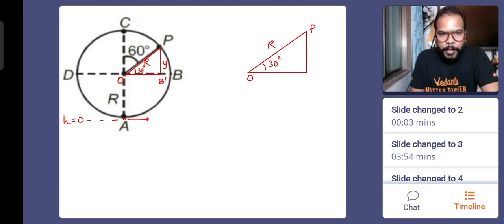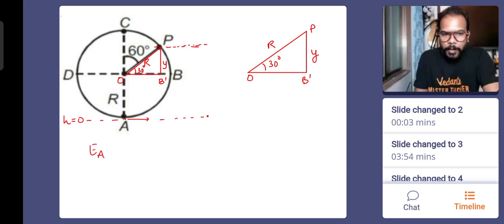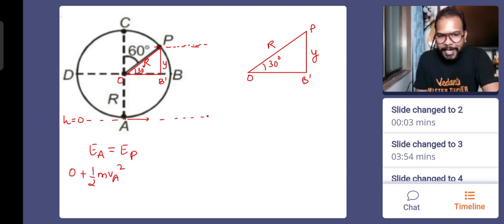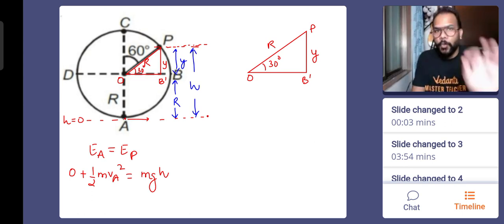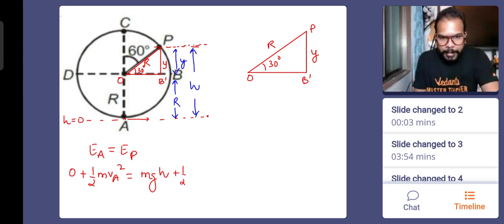Okay guys, so I'm calling this point B dash, and this is point B, P and B dash at a distance y. Why am I doing this? I want to find out the height of point P. I want to write down energy at A equal to energy at P. Energy at A will be zero potential energy, half mvA square kinetic energy. At P, I will have potential energy mgh, and that is what I need. I need the height. So already this distance is R, but what about this distance? This distance is y. So y मिल गया तो पूरी height मिल जाएगी. And kinetic energy will be half mvP square, तो vP आ जाएगा. ठीक है guys?